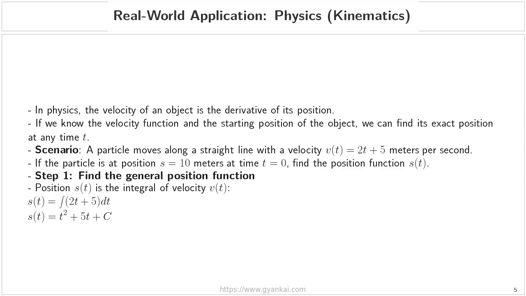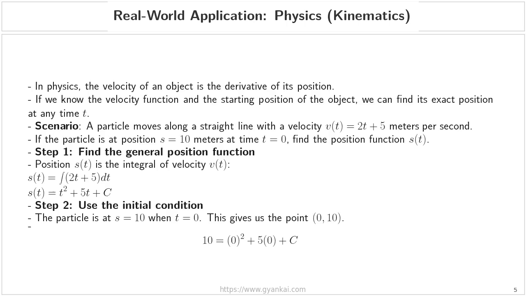Step 1. Find the general position function. To do this, we need to integrate the velocity function. So s of t is equal to the integral of v of t, which is the integral of 2t plus 5 with respect to t. Performing this integration, we get t squared plus 5t plus c. Remember, we always include the constant of integration, c, when finding an indefinite integral. That's our general solution.